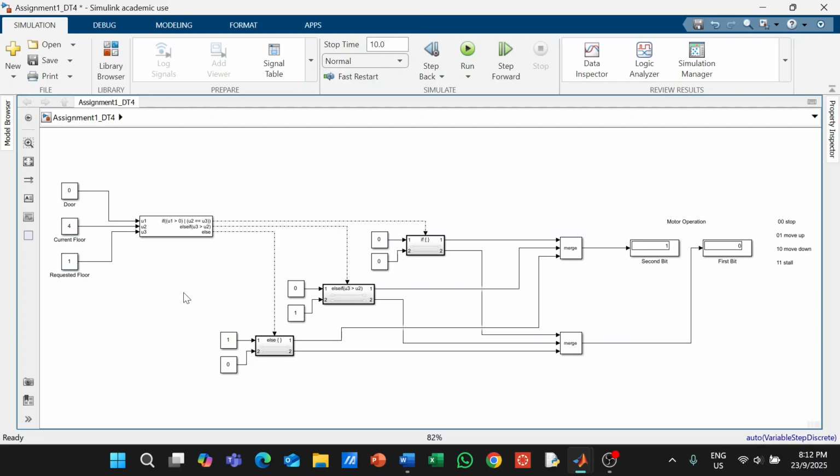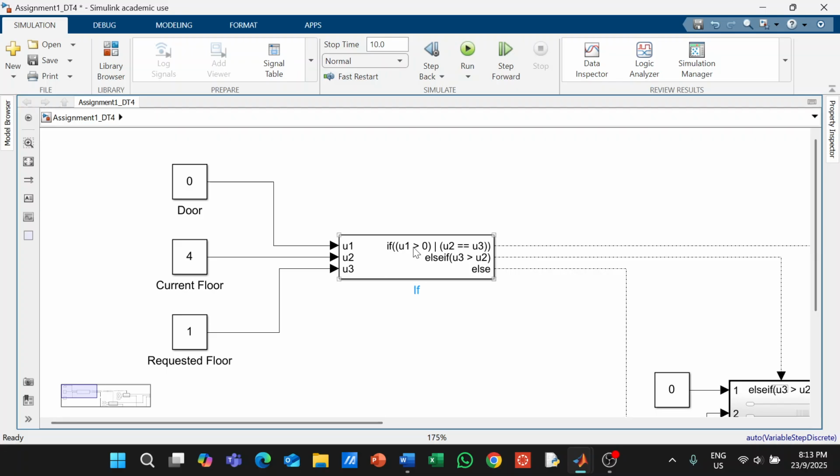So this system will produce the output, which is the motor operation, represented here by the second bit and the first bit. 0, 0 means stop, 0, 1 means move up, 1, 0 means move down, and 1, 1 is stop. Based on these 3 inputs, the if action system will make the decision for the motor operation.